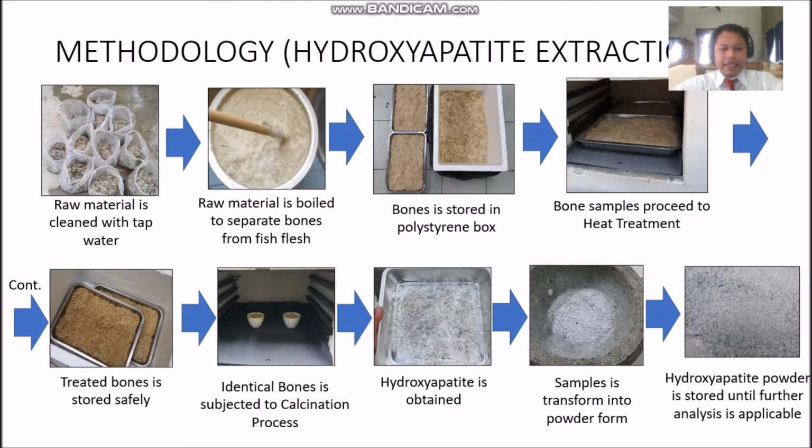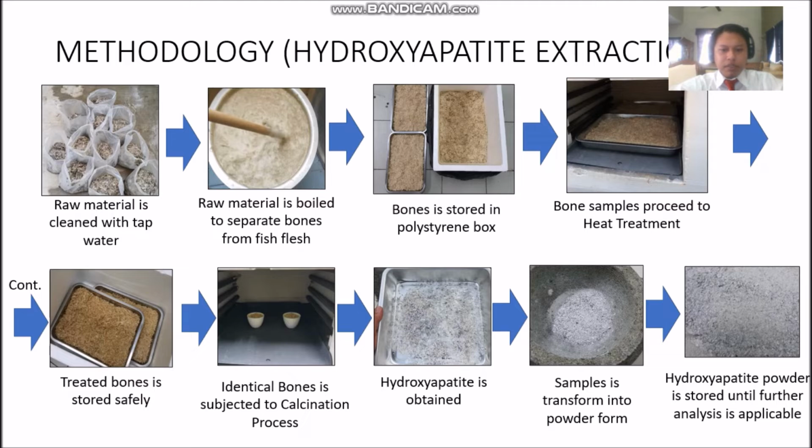The bones are then cleaned with tap water again before setting them to dry at room temperature for 2 days to properly remove any remaining water and organic matter from the boiling process. Then the bones are stored safely in a polystyrene box. Next, we move on to the extraction phase.